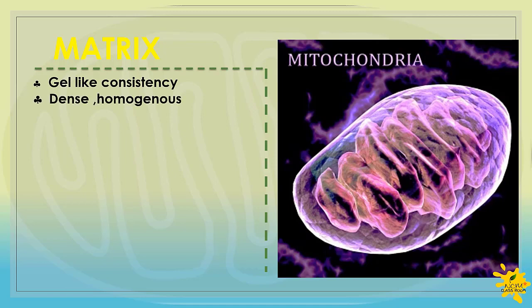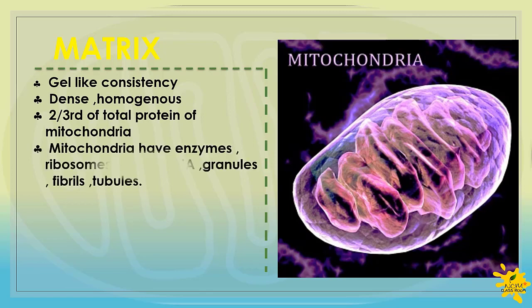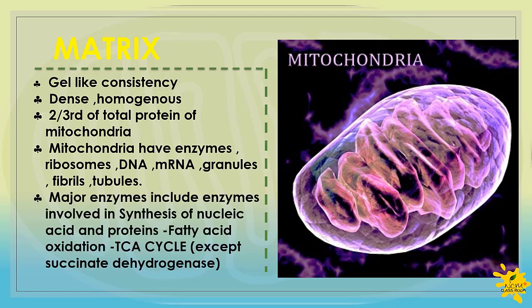Dense, homogeneous. Two-thirds of the total protein of mitochondria is in the matrix. Mitochondria have enzymes, ribosomes, DNA, mRNA, granules, fibrils, and tubules. Major enzymes include those involved in synthesis of nucleic acids and proteins, and fatty acid oxidation. This is the TCA cycle, meaning tricarboxylic acid cycle, where succinic dehydrogenase is not involved.